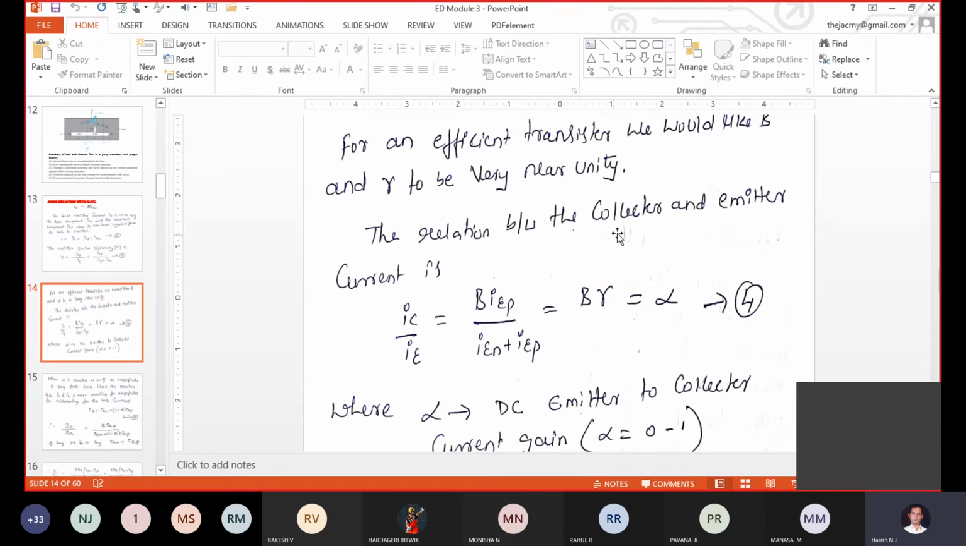When you are trying to give the relationship between the collector and emitter, that means IC divided by IE. What is the value of IC? IC will be equal to B times IEP. What is the value of IE? IE will be equal to IEN plus IEP.